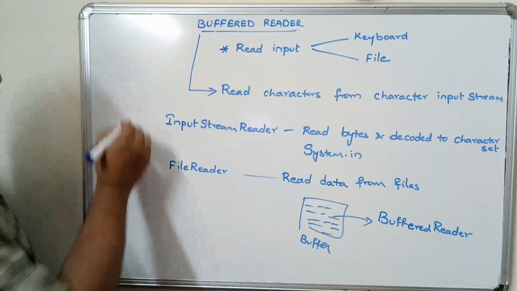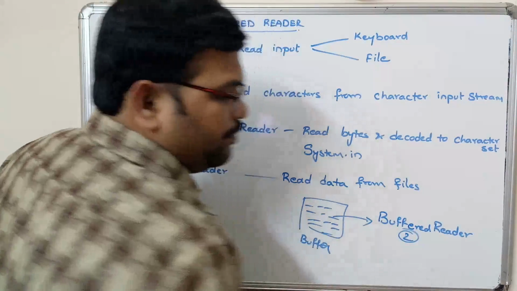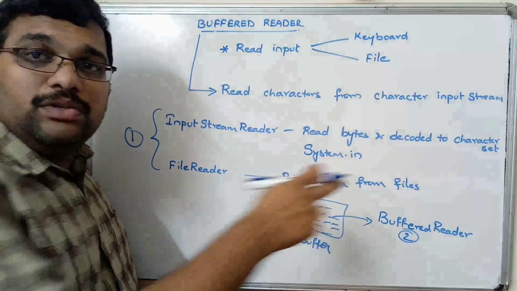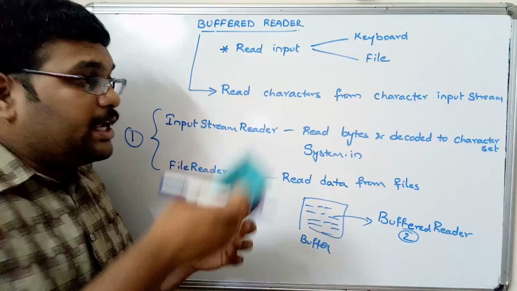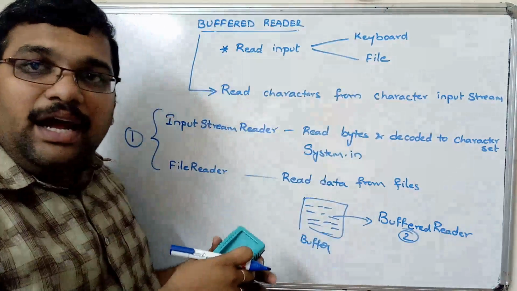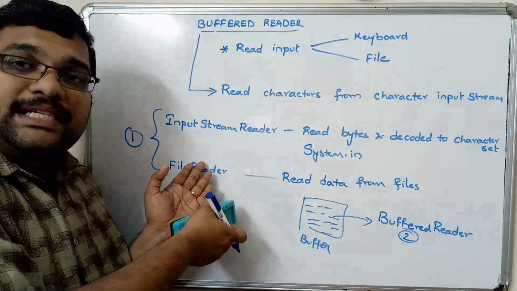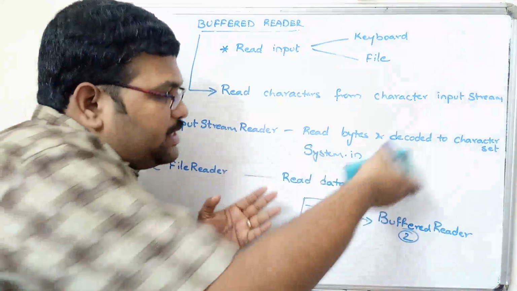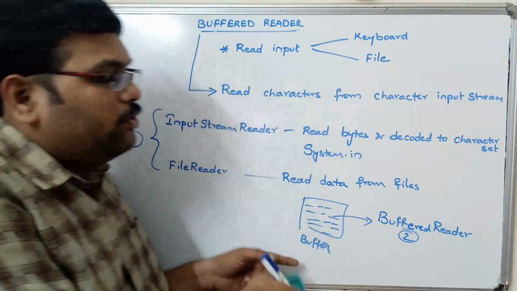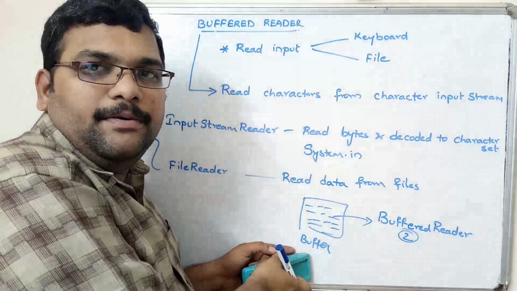So hope you understood. This is the first step we have to do, and this is the second step. In order to read an input by using BufferedReader, first we have to read the bytes from the keyboard or from the files, and they should be converted into a character set, by means of these two classes, InputStreamReader and FileReader. And once all the data is buffered, we can use the BufferedReader class to access the data from the buffer.